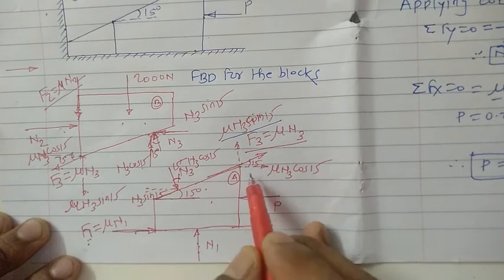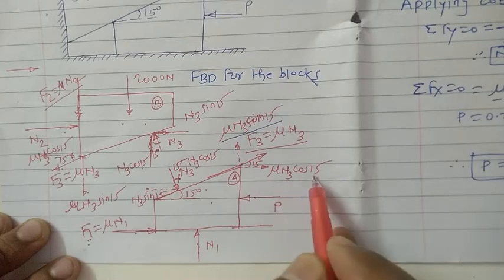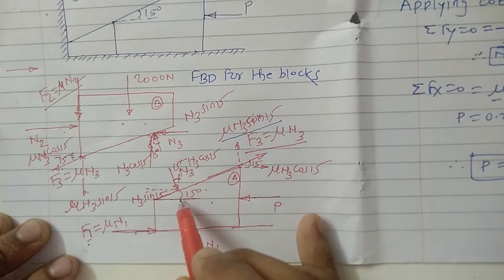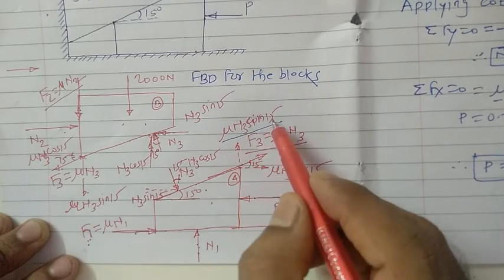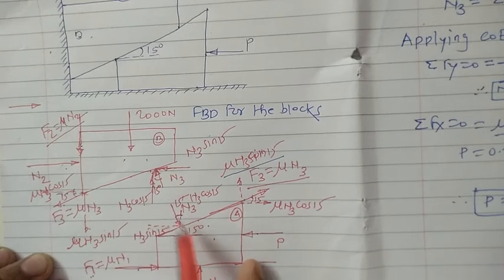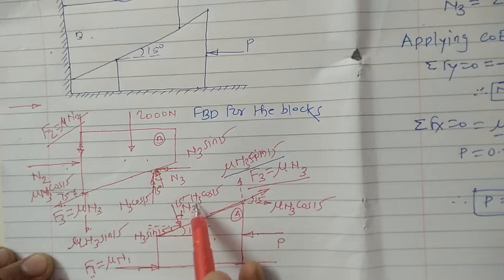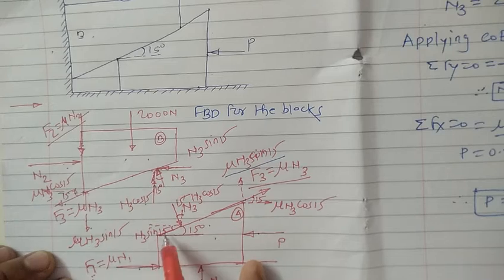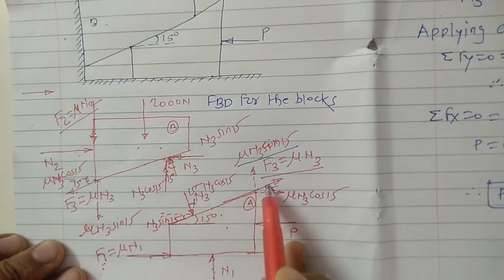Now what about the component of this one? The component we can get is mu into N3 cos 15, because this angle given here is 15 degree. The vertical component of the same is mu into N3 into sin 15. At the same time, this angle is given as 15 degree, which means the angle opposite to this one is also 15 degree, and this angle is also 15 degree. So here we can get N3 cos 15, the component of this N3, and here we can get N3 sin 15.